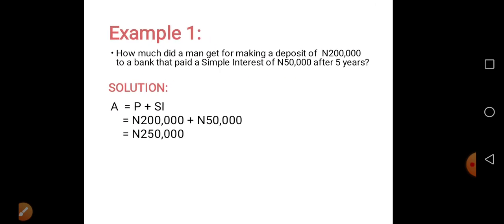Now let's look at this example 1. How much did a man get for making a deposit of 200,000 to a bank that paid a simple interest of 50,000 after 5 years? There are two major things we are looking at here. We are looking at the principal, that's the money deposited, that's 200,000, and of course the simple interest of 50,000. So amount, as we have been given, is principal plus simple interest. So 200,000 plus 50,000 will give you 250,000.